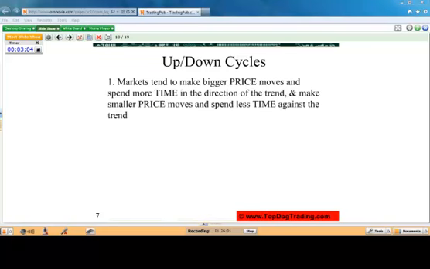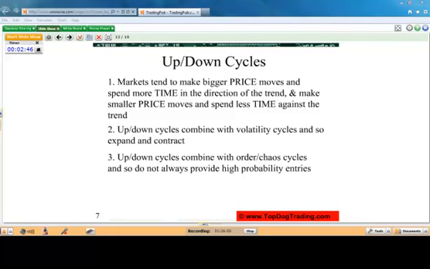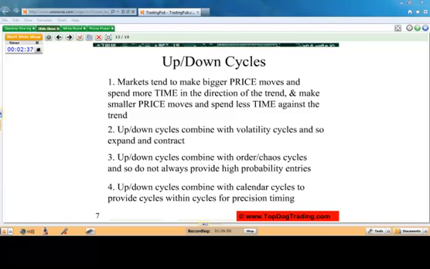And finally, we have the up-down cycles. Markets tend to make bigger price moves and spend more time in the direction of the trend, and smaller price moves and less time against the trend. Up-down cycles have to be combined with volatility cycles, and so they expand and contract. Up-down cycles combined with order chaos cycles. So we don't just trade every retrace because the market's down, because it could be during a chaotic cycle. And then we also combine it with calendar cycles for even better timing.